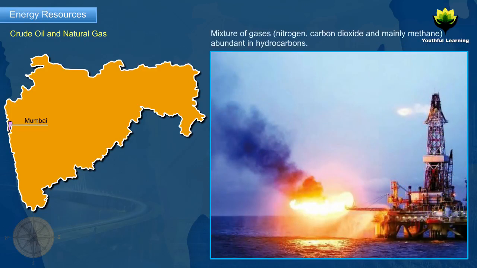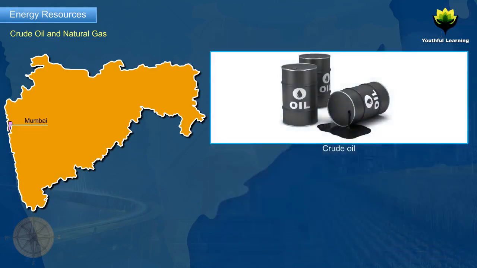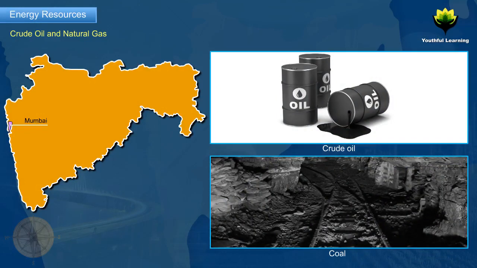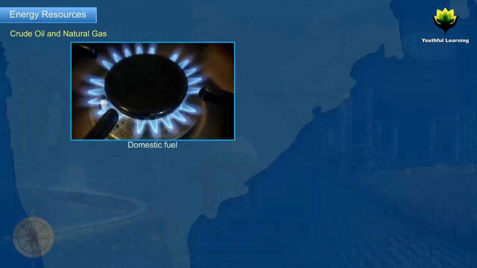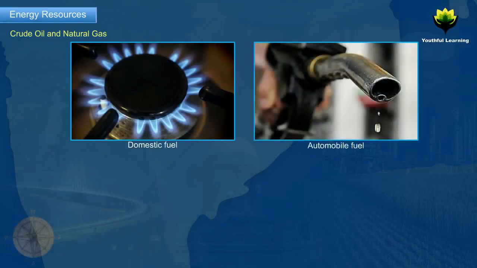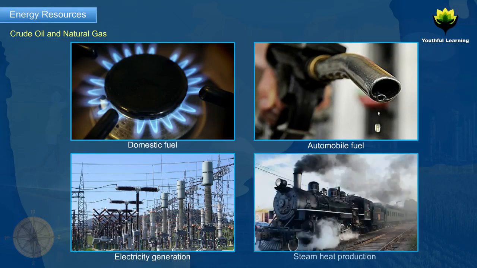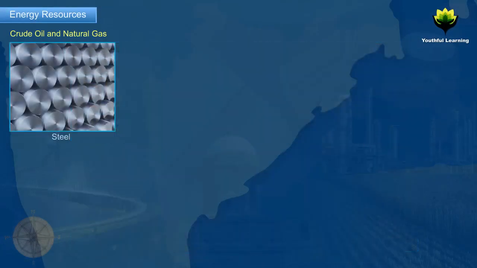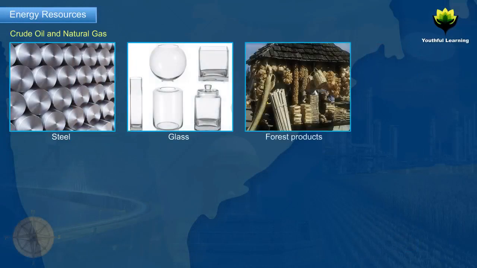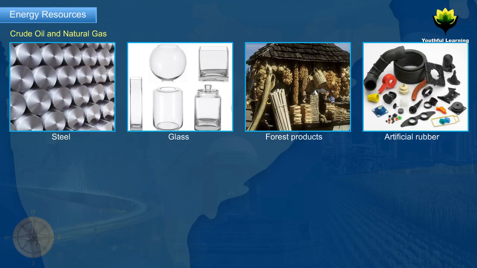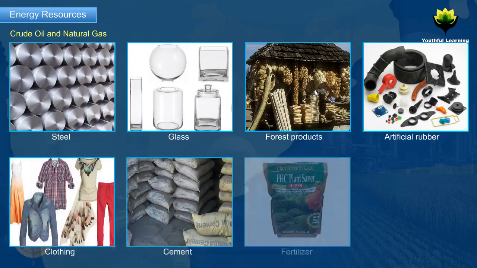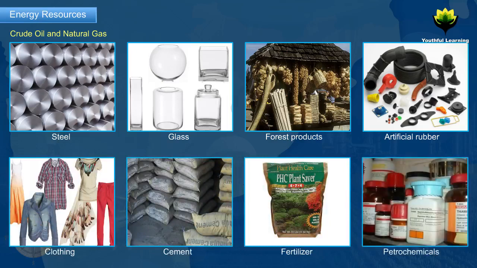It is a mixture of gases, that is, nitrogen, carbon dioxide, and mainly methane, abundant in hydrocarbons. It is often found along with crude oil and coal deposits. It is used as a domestic fuel, automobile fuel, in electricity generation, steam heat production, for producing steel, glass, forest products, artificial rubber, clothing, cement, fertilizer, and petrochemicals.